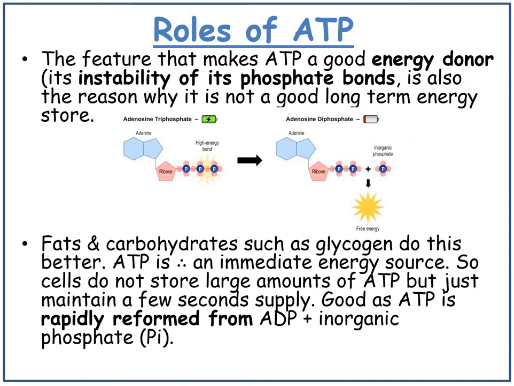Roles of ATP. The feature that makes ATP a good energy donor is the instability of its phosphate bonds. It is also the reason why it is not a good long-term energy store. Fats and carbohydrates such as glycogen do this better. ATP is therefore an immediate energy source, so cells do not store large amounts of ATP, but just maintain a few seconds' supply. And it's good as ATP is rapidly reformed from ADP plus inorganic phosphate, or Pi.